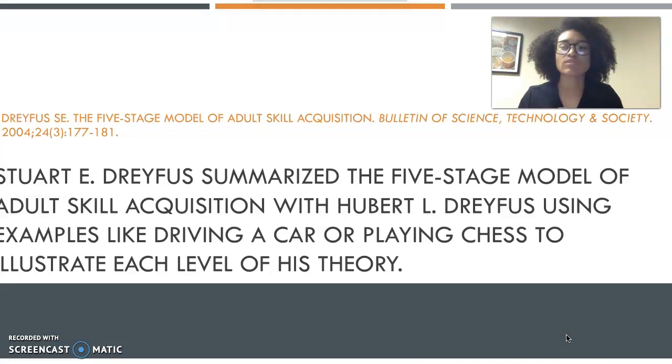We're going through the 5-stage model of adult skill acquisition. This article is pretty short. It goes over what we reviewed in our reading. However, it does use some examples of a driver and a chess player through each stage to understand it a little bit better.